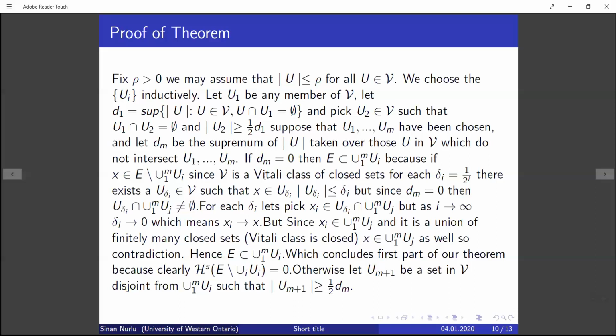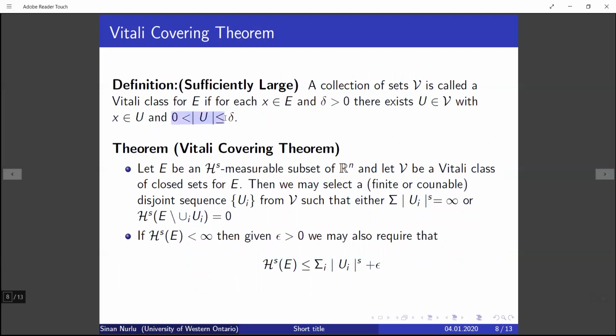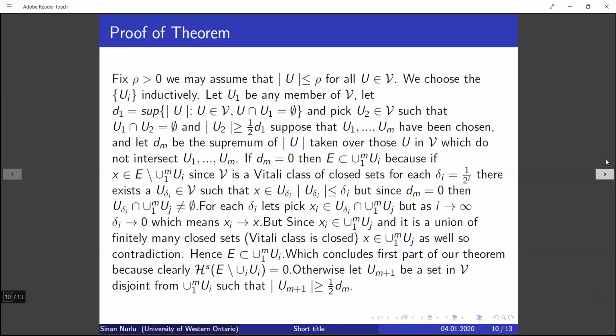Then, since we picked a Vitali class of closed sets, we're going to use the topology of the U_i's. So, since this is a Vitali class, for each i, we can pick delta_i to be 1 over 2i. There exists a U_delta_i such that x is in U_delta_i, and the diameter of U_delta_i is smaller than delta_i, which is 1 over 2i, and it will be positive, because if you recall, in a Vitali class, the diameter of U is positive. So, all right. We could find such a U_delta_i for each delta_i for our x, because it's a Vitali class.